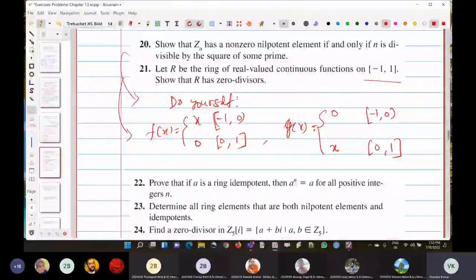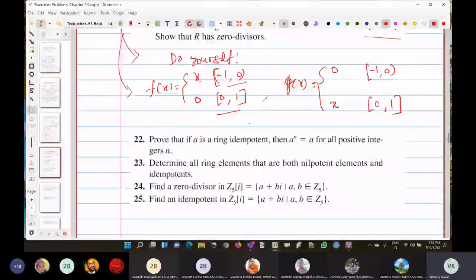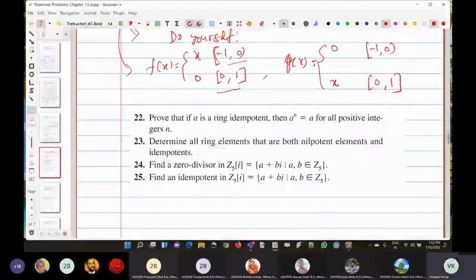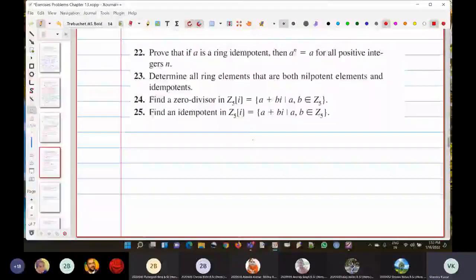Now you can see that the product of f and g in this interval is 0, and in this interval it is also 0. And none of them is identically 0. Identically 0 means 0 all the time.